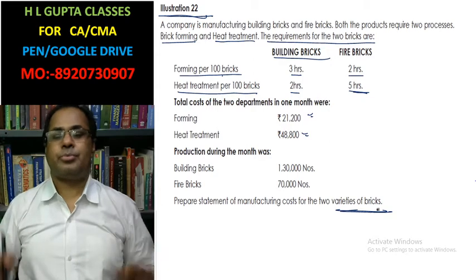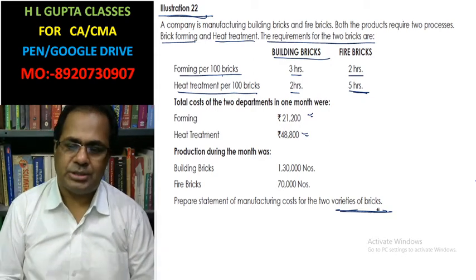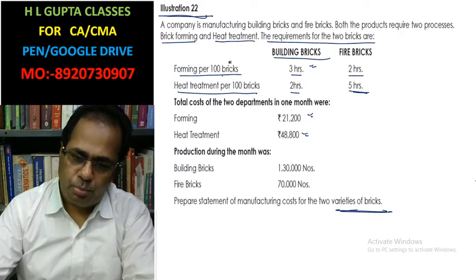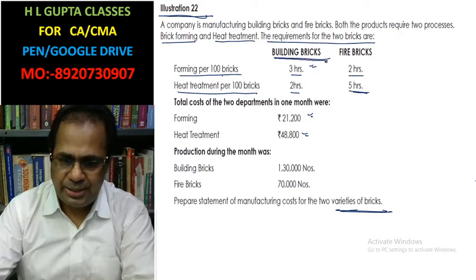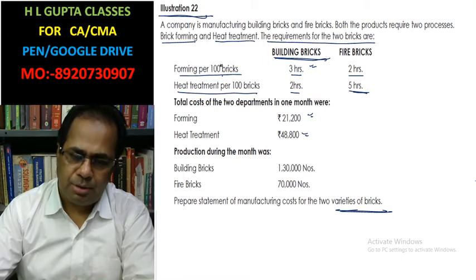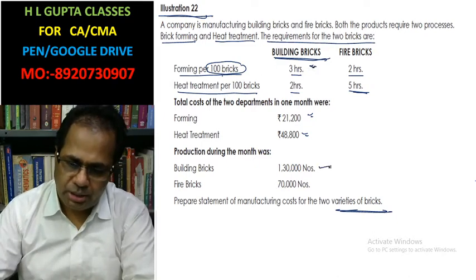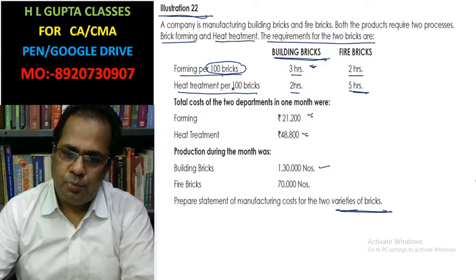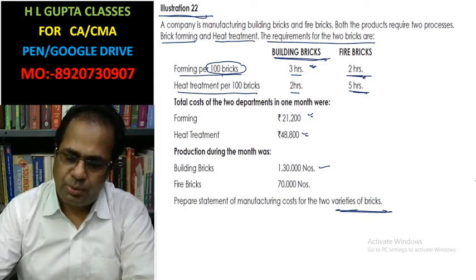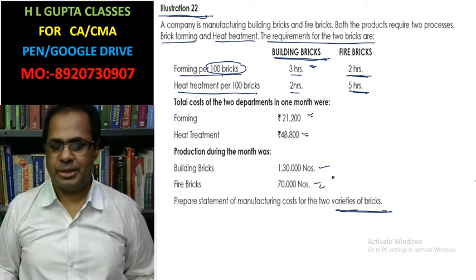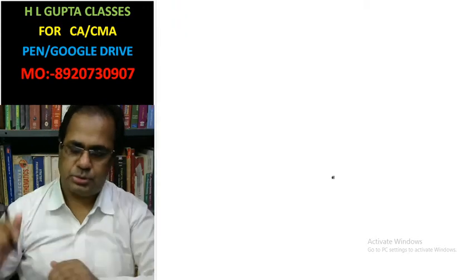A statement of cost you have to calculate. These are easy questions. First, please try to understand the time period for these. For building bricks, forming for 100 bricks requires 3 hours, then what is the time required for 1,30,000 bricks? Similarly, for fire bricks it is 2 hours, then what is the time required for 70,000 fire bricks? Okay, I'm going to solve the question.